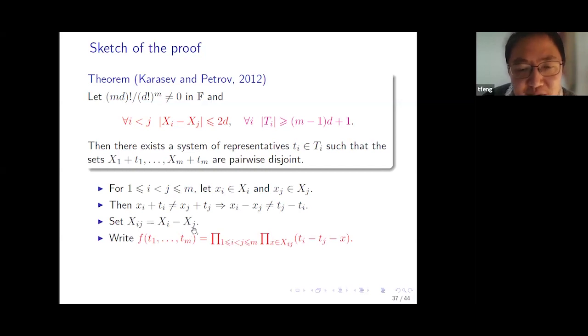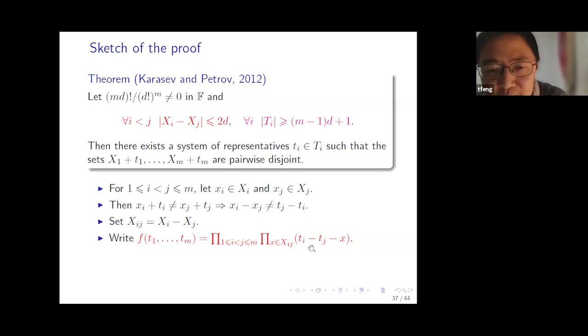So we can construct a polynomial. First we set capital Xij to be the set of xi minus xj, and we observe this polynomial. Each term is of the form ti minus tj minus x, where x is in capital Xij.